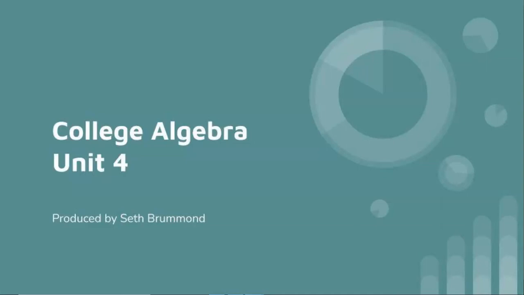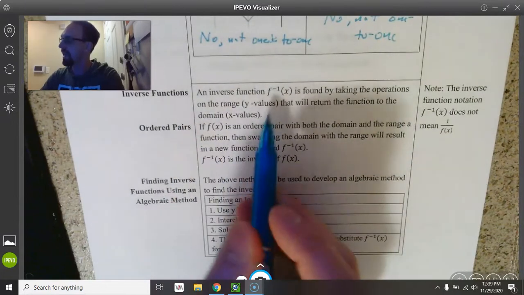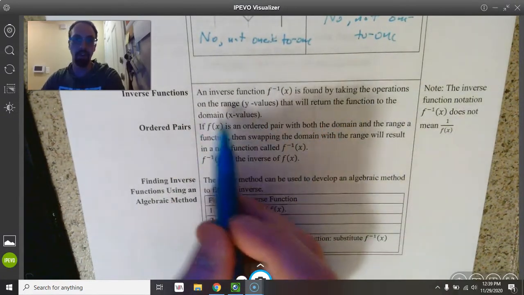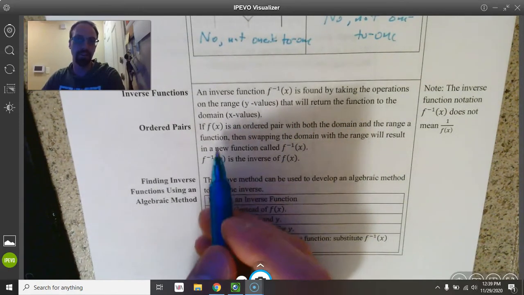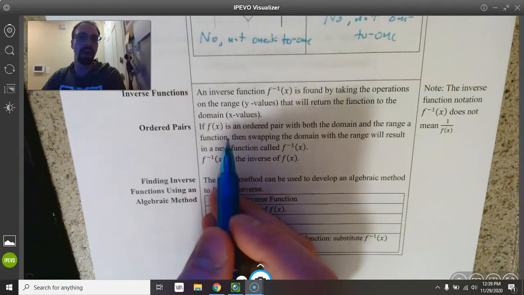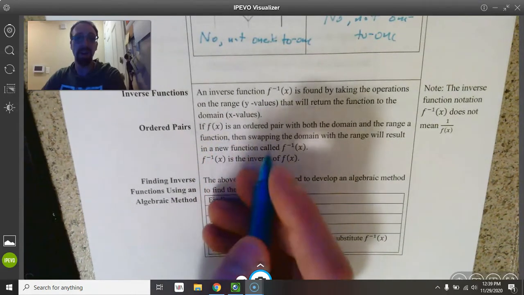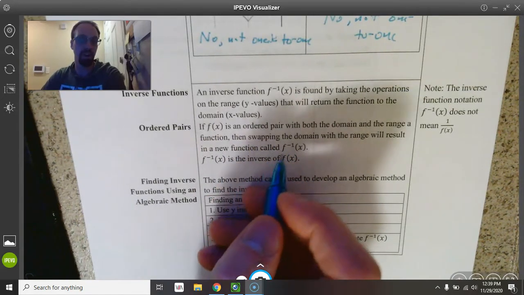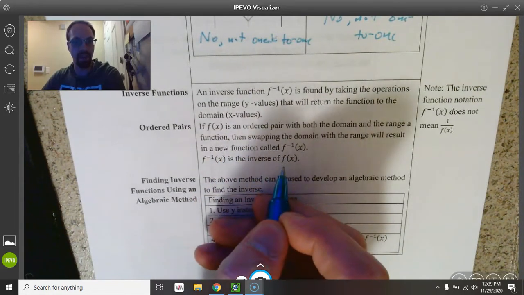Hi friends, jumping into Unit 4, Day 1, inverse functions. An inverse function, f inverse of x, is found by taking the operations on the range or the y values that will return the function to the domain or x values. And then with ordered pairs, essentially all that you need to do is, if you have a function that's an ordered pair, if you just swap the domain and the range, then you get the new function called f inverse of x, and we say f inverse of x is the inverse of f of x.